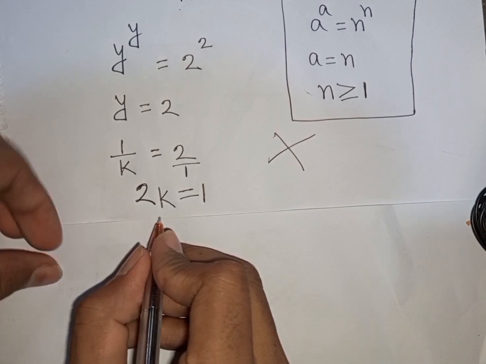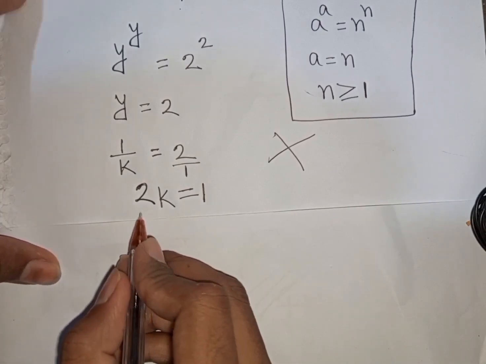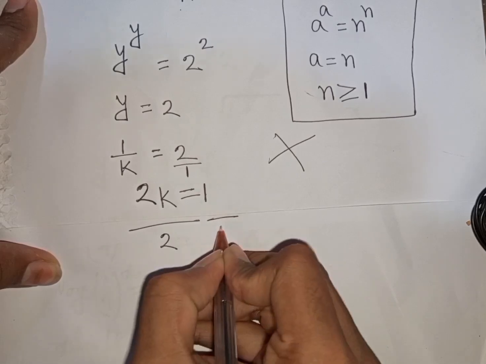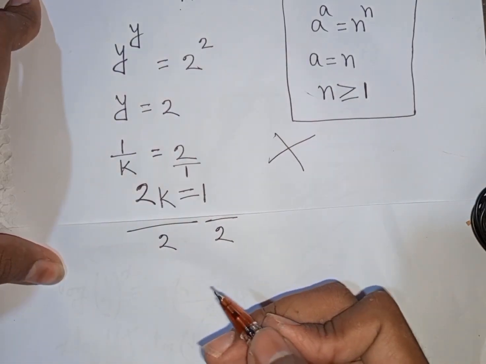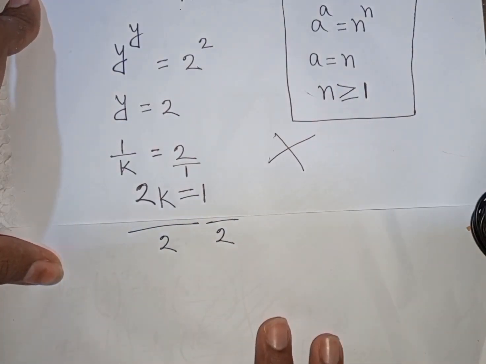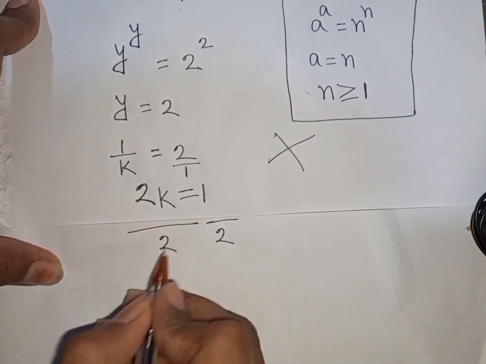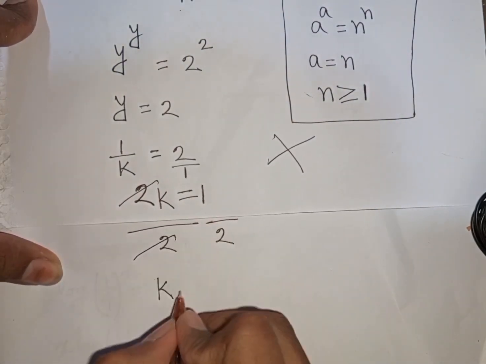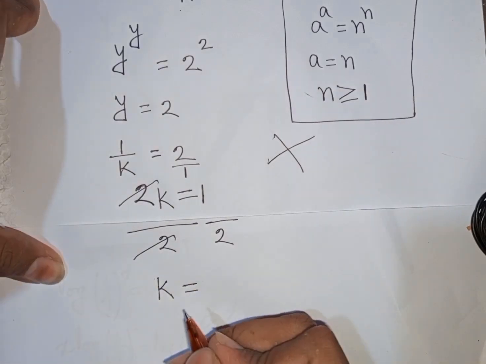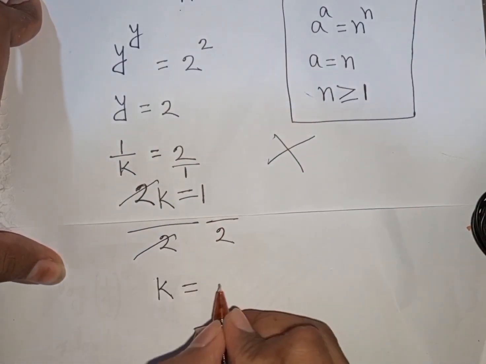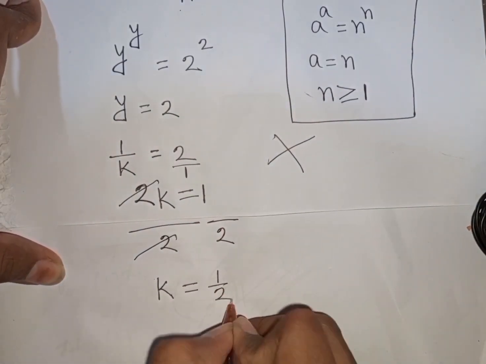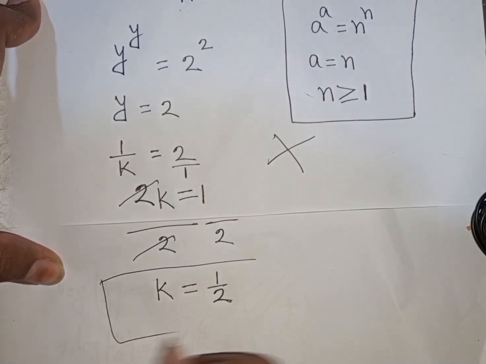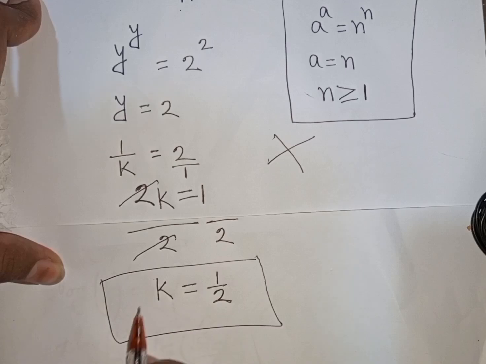Now we need the value of k. So I divide by 2 on both sides. Now we see this 2 will be cancelled. So we have k will be equal to 1 by 2. So 1 by 2, this is the value of k.